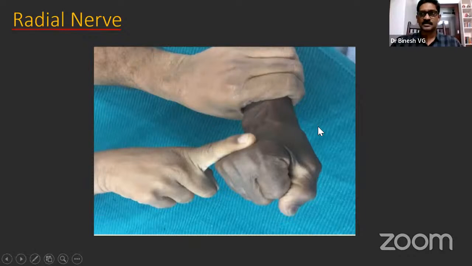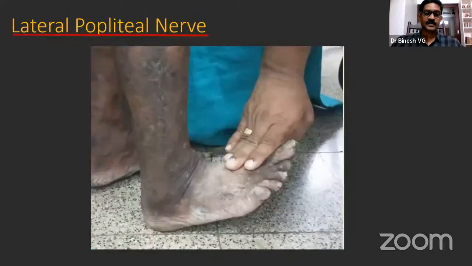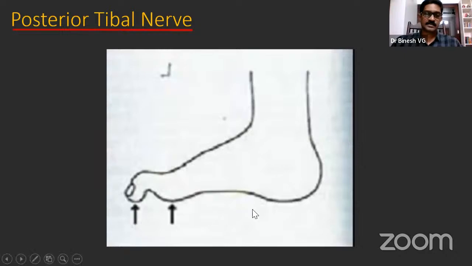And for the radial nerve, the wrist drop. Ask the patient to dorsiflex the wrist and apply pressure downwards and look for any resistance, any weakness. For the common peroneal nerve or lateral popliteal nerve, the foot drop. Ask the patient to dorsiflex the foot, press the foot downwards, and assess the muscle strength. And for the posterior tibial nerve, see whether there is any clawing of the toes. So we have done a sensory test for the nerves and also voluntary muscle testing. All these we have to record.